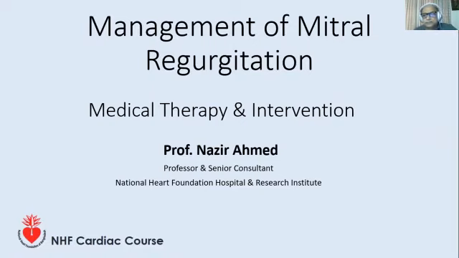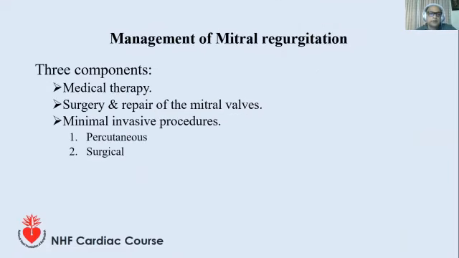Mitral regurgitation, that is the medical management and interventions. Management of mitral regurgitation has three components: the medical treatments, either surgery or repair of the mitral valves, or sometimes minimally invasive procedures, percutaneous or surgical procedures.